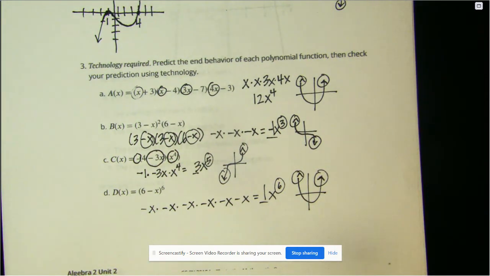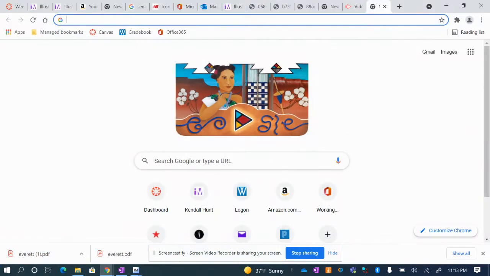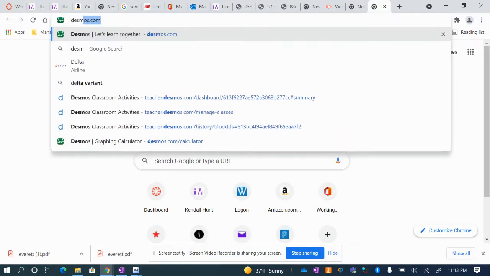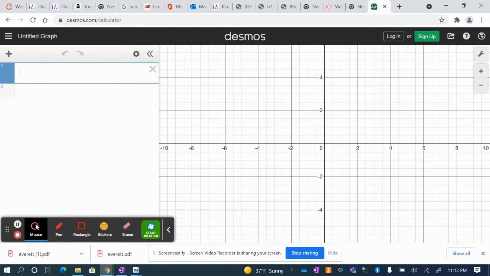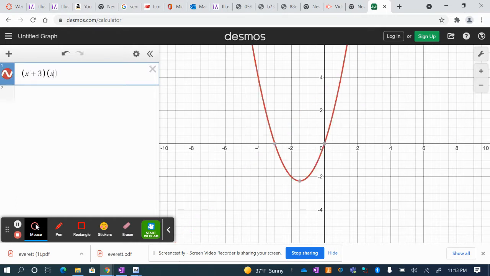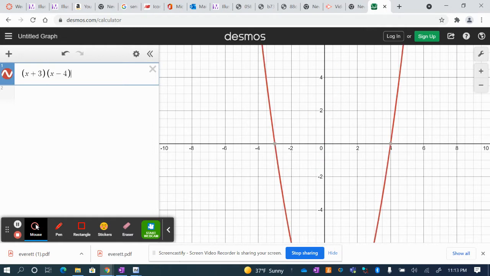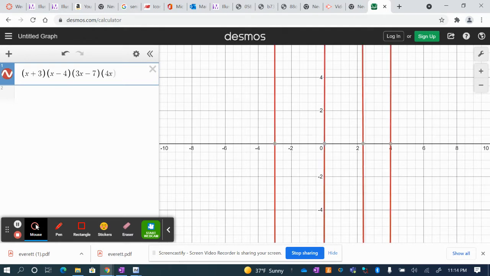So we could go, well, Miss Austin has a gazillion tabs open. Let's type these in real quick. The first one was x. I'll just do 1 just to show you how you could verify it. X minus 4, I'm doing letter A, times 3x minus 7 times 4x minus 3.